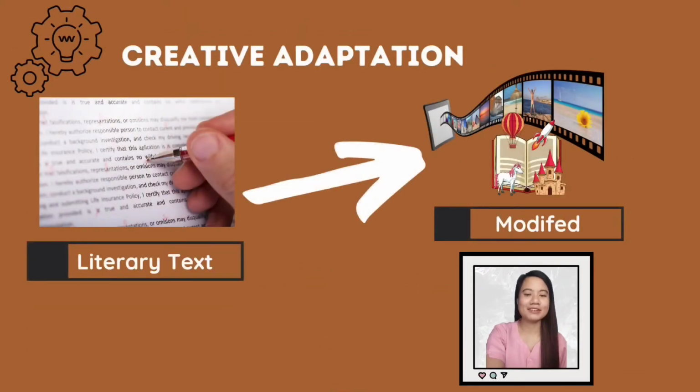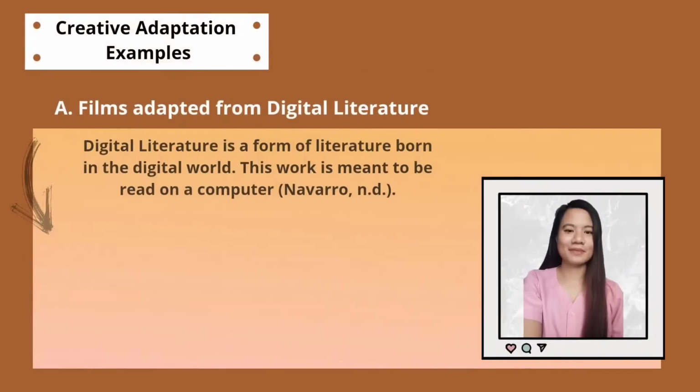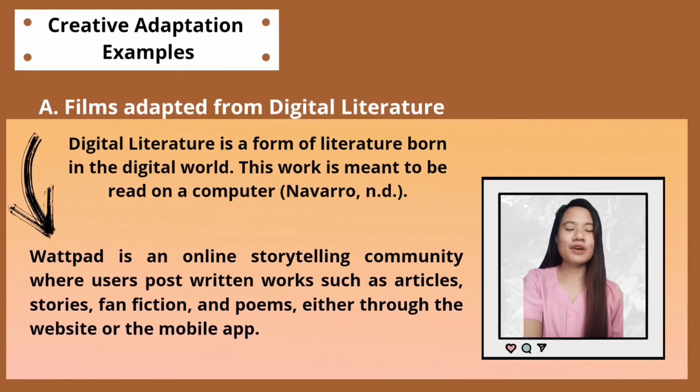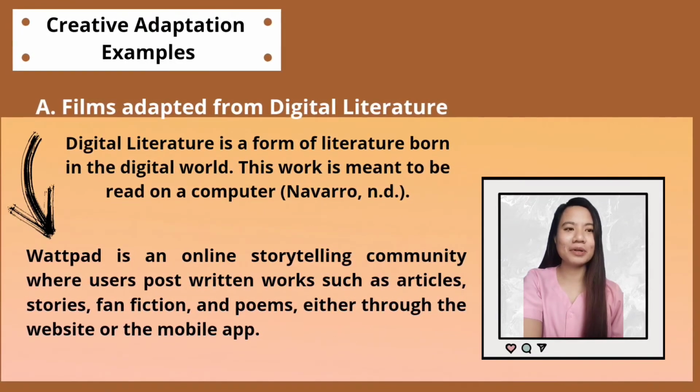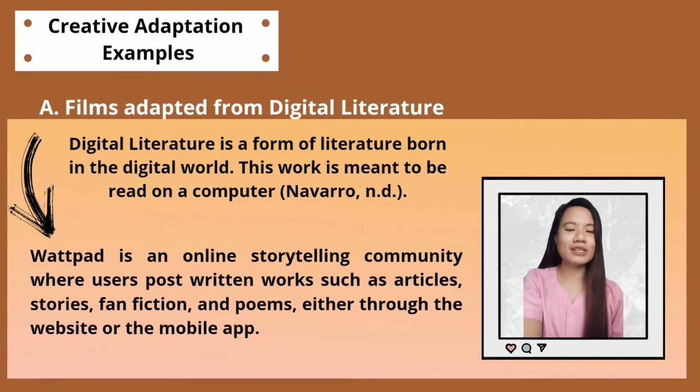To put it simply, creative adaptation of a literary text converts a text to a different form or genre in which elements can be altered or modified, depending on the purpose of the material. To understand better, some examples are provided for you. Moving forward, the focus of our lesson this week is on the sample of creative adaptation and how to assess it using rationalized criteria. Here are the creative adaptation examples. The first sample is films adapted from digital literature.